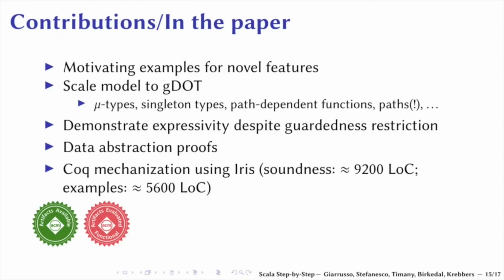In the paper, we give motivating examples for some of our novel features. We scale this model to G dot, explaining how to deal with mu types, singleton types, path-dependent functions, full paths, and so on. We demonstrate expressivity despite the restrictions to type members. We give proofs about data abstractions, and we mechanize everything in Coq using Iris. Our soundness proof is around 9,000 lines, and our examples take around 5,000 lines.